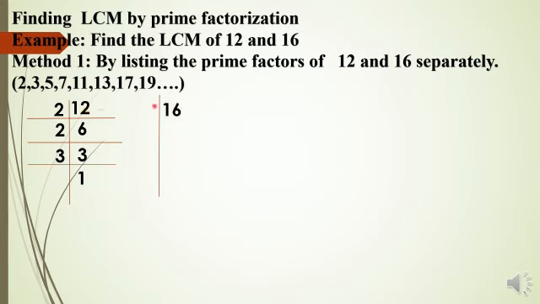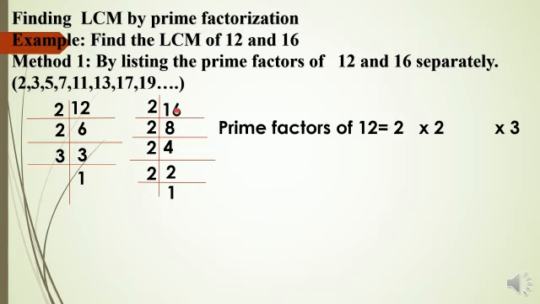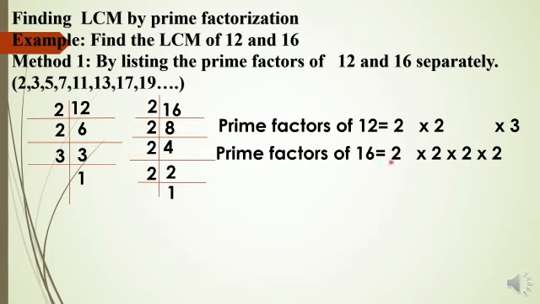16 is divisible by 2. Answer is 8. 8 is divisible by 2. Answer is 4. 4 is divisible by 2. Answer is 2. 2 is divisible by 2. Answer is 1. Let us write the prime factorization of 12 and of 16. Prime factors of 12 is 2 into 2 into 3. Prime factorization of 16, that is 2 into 2 into 2 into 2.